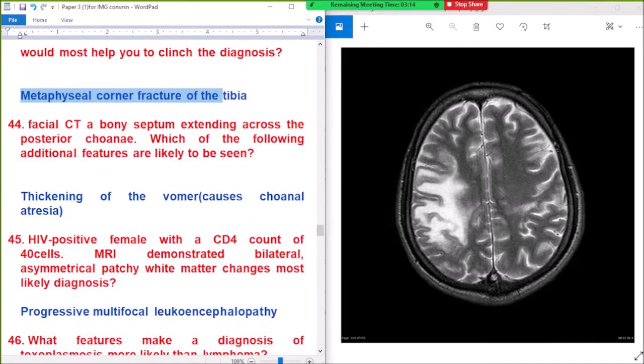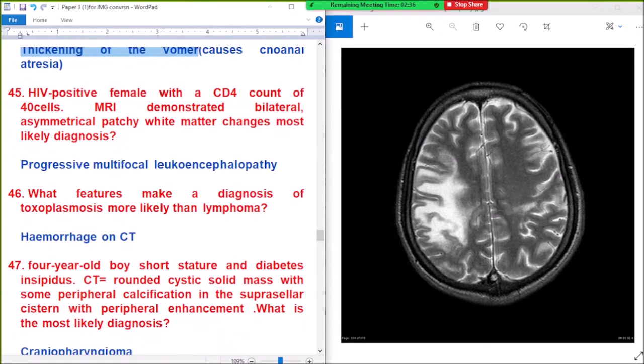Question 44. Facial CT scan shows a bony septum extending across the posterior choanae. What additional findings are likely to be seen? Thickening of the vomer. Okay, when a facial CT scan shows a bony septum extending across the posterior choanae, this means choanal atresia. In choanal atresia, additional features like thickening of the vomer are also seen.